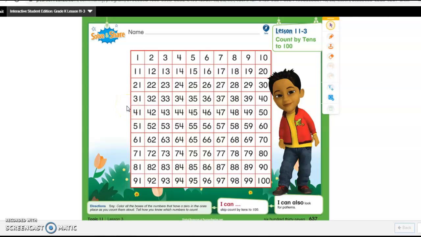Today we're going to count to 100 by tens. So far we've counted to 30, we've counted to 50. Now we're going to go all the way to 100. But we're really going to focus on those counting by 10 numbers.